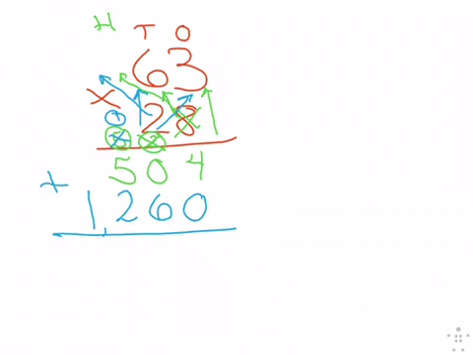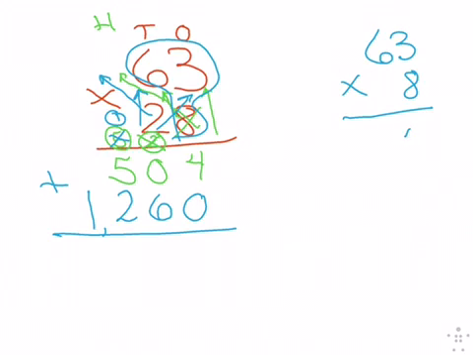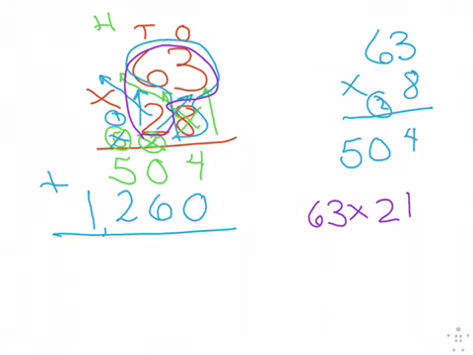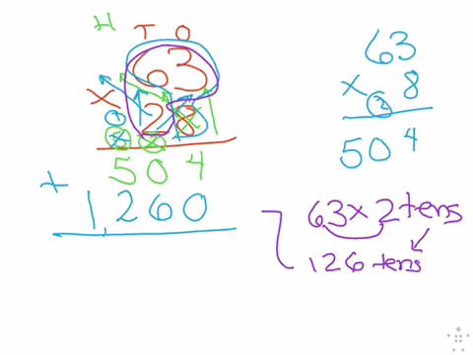12 hundreds. Again, we just literally did 63 times 8. That's what this was, which gave us 504. And then we did, let's change the color there, 2 tens times 63. 63 times 2 tens. 63 times 2 is 126 tens. And that's what we have here. Add them up, and you should have 1,764. Hopefully it's getting a little easier.